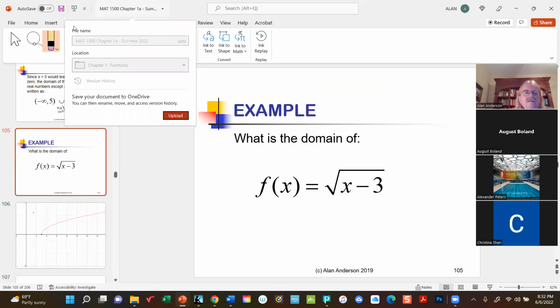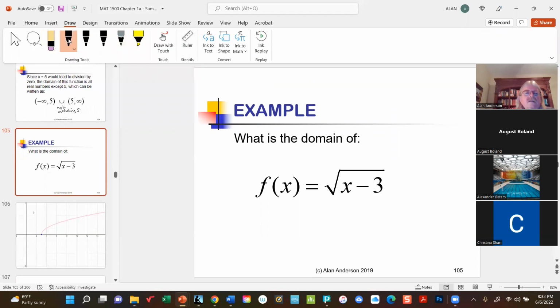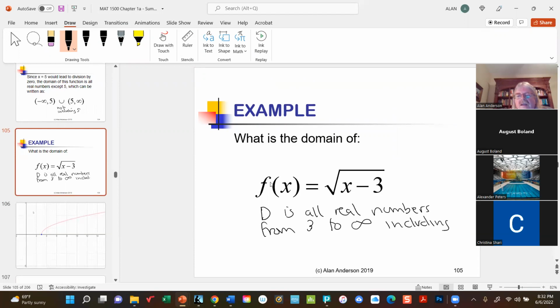So the domain is all real numbers. I'll write it like this. The domain is all real numbers from 3 to positive infinity. But unlike the other cases we saw earlier, including 3 itself, 3 counts, because 3 would just give us 0. So we're going to write this a little bit differently. We're going to write it as open bracket 3 up to infinity. The bracket tells me that we include 3.